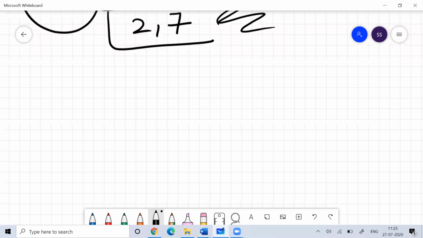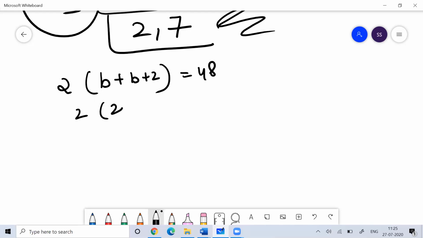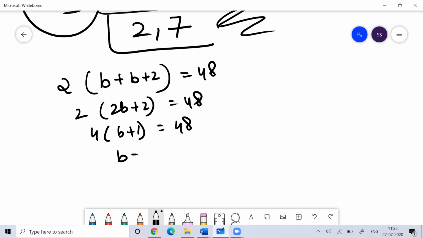So you can see here, suppose the breadth is B, so the length would be B plus 2. The perimeter formula is 2 into (length plus breadth), that is 48. So 2 into (2B plus 2) is 48. So 4 into (B plus 1) is 48. So B is equal to 11. So B is 11, then length is 13.